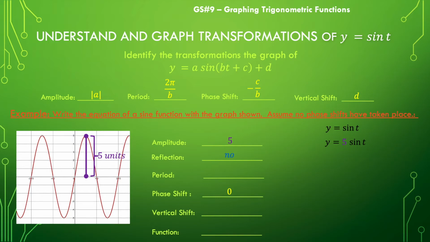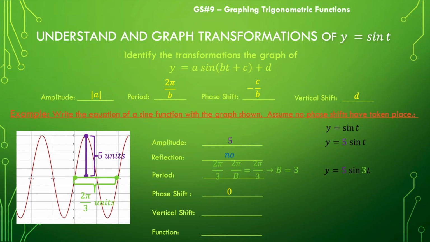Now we need to identify the period, and remember that the period is the distance on the x-axis it takes for one complete cycle. So in this case, our period is 2 pi over 3 units. Once we find the period, we need to use that to solve for b. So 2 pi over b is equal to 2 pi over 3, and that means b will equal 3. So we can go ahead and add that in to our function: y is equal to 5 times the sine of 3t.